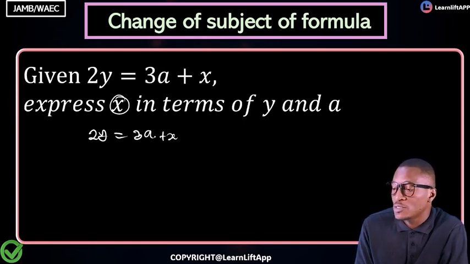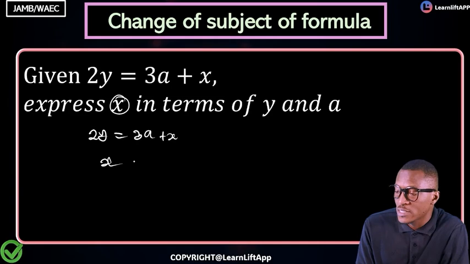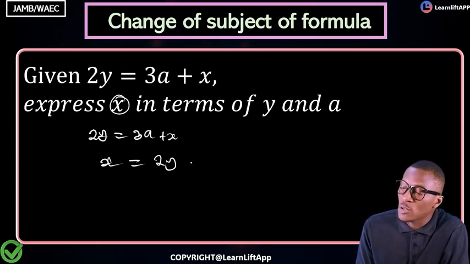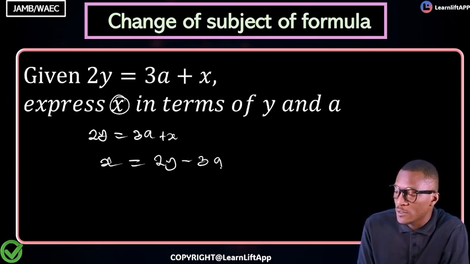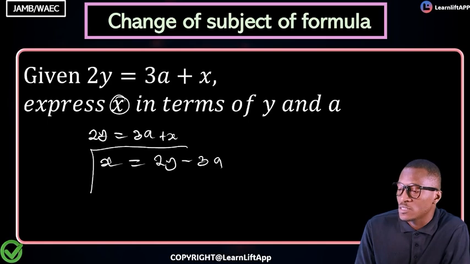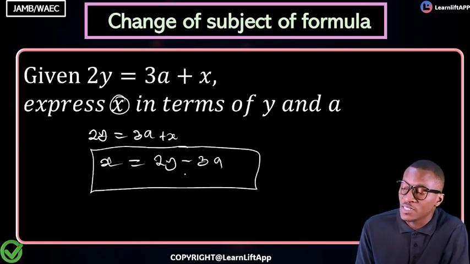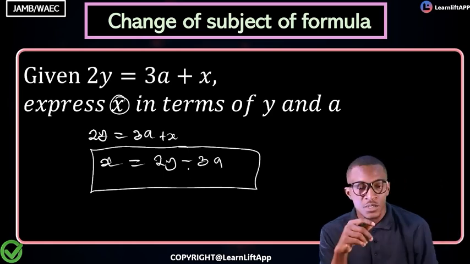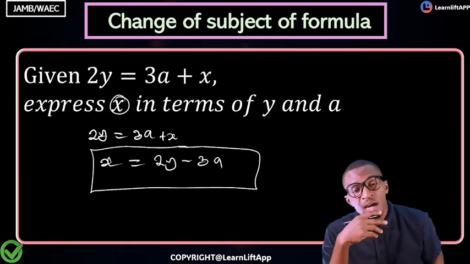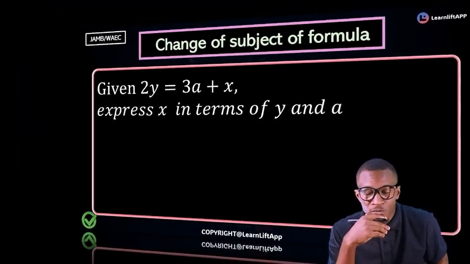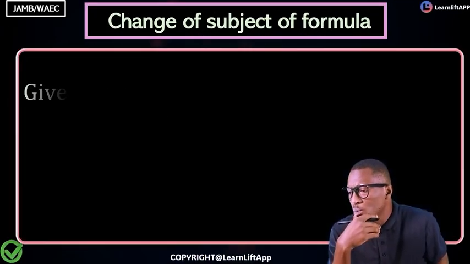How do we make that? This 3a will move, so we can say x is equal to 2y. If 3a crosses, it becomes minus 3a. So this is the answer. Very simple. We have expressed x in terms of y and a. Did you understand? That's simply how to make x the subject. Quickly, let's move forward.